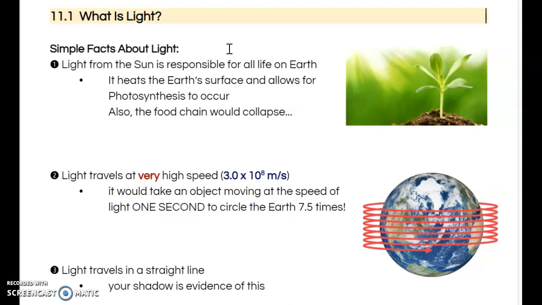and it allows us to be here on Earth. Light travels at a very high speed at 3.0 times 10 to the 8th meters per second, which is equivalent to 1.08 billion kilometers per hour. Okay, so if a light beam were to travel around the world in outer space, and I say outer space because that's the speed of light in a vacuum, and 3.0 times 10 to the 8 meters per second is the speed of light in outer space, it would actually take light 1/7 of a second to travel around the whole entire globe. Or it can travel around the whole entire globe 7.5 times in 1 second. So it's very, very fast.